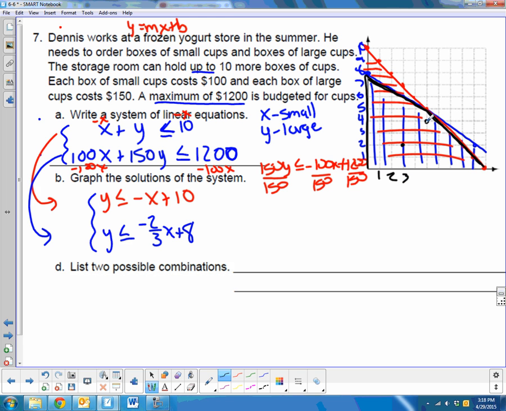You could pick this one right here, which would be 5, 4. You could pick, let's see, 6, you could do 7, 2. You could do that point right there. Lots of possible answers that you can pick. You just have to list 2 of them. And that's how you would do this word problem.